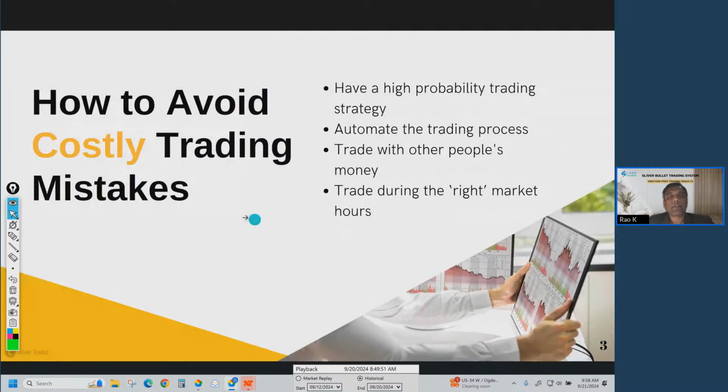The trading mistakes people make is they try to trade anything, everything, anytime, without knowing what they are doing, without knowing what the risk parameters are, without knowing the return on investment and things like that. So to avoid those kinds of costly trading mistakes, one should focus on high probability strategies only. We teach high probability strategies, and if one focuses on those, their profitability increases.